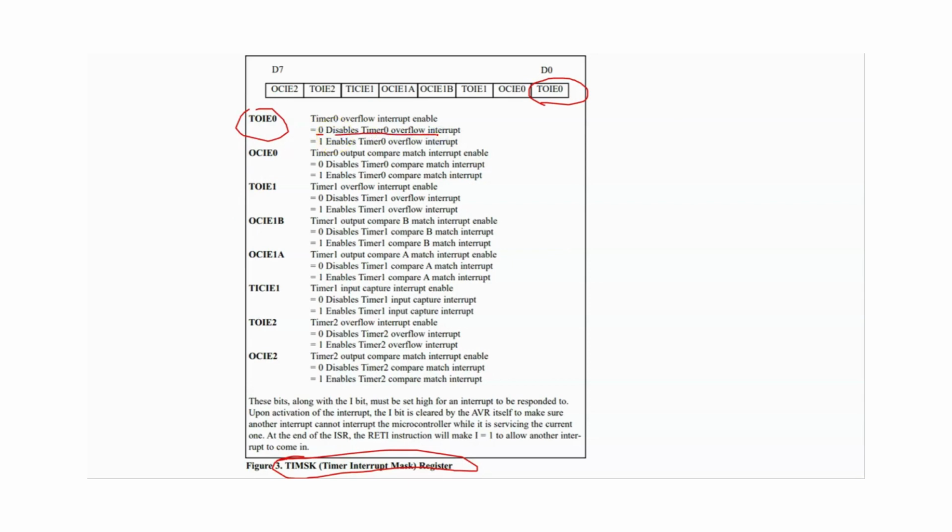We know that overflow is a concept of the timer while programming or configuring it. And if it is set to 1, then this interrupt is enabled. Likewise, all the timer related interrupts are enabled or disabled by setting the corresponding bit to 0 or 1.